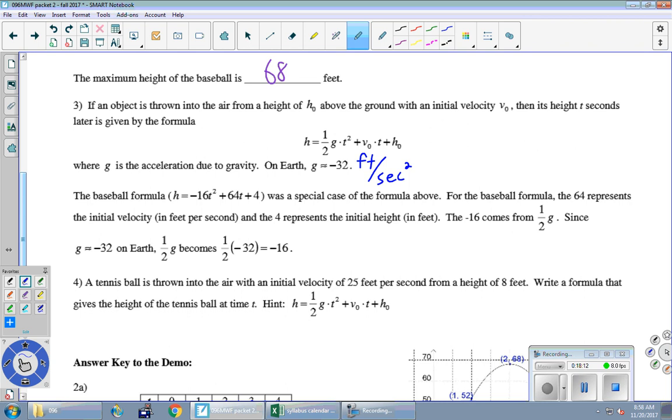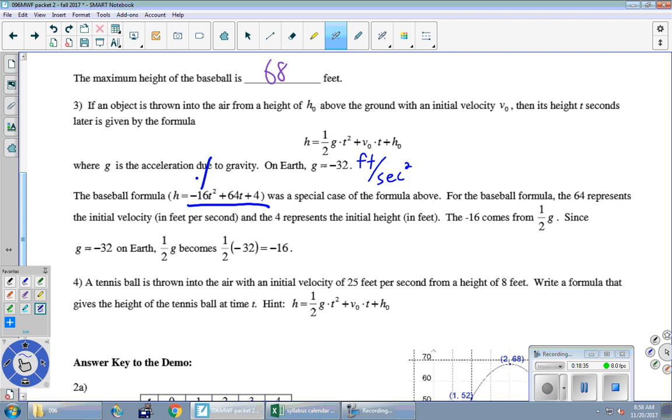H sub 0, well, H stands for height here. The height when? What does that 0 tell us? At time equals 0. So this is the initial height of the object, at the moment you release it. And so for our example, we got this.